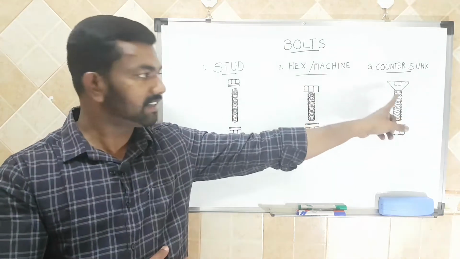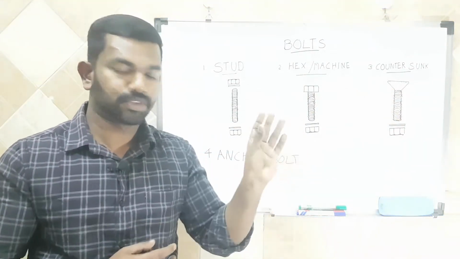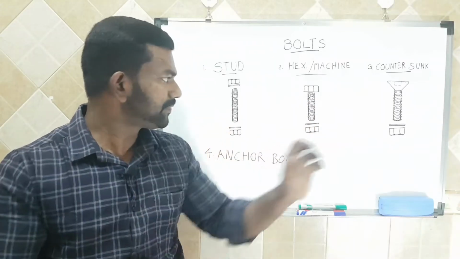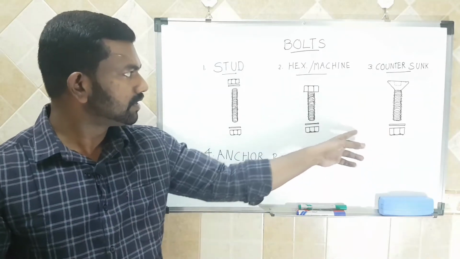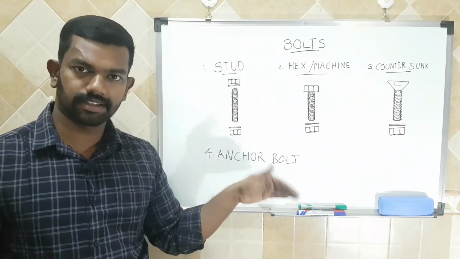Here, as you can see, is the countersunk bolt. The shape is a taper, so it can be inserted in the same taper position. And here the washer and nut will be put on from the bottom. So the fourth one is anchor bolts. This we will discuss later.